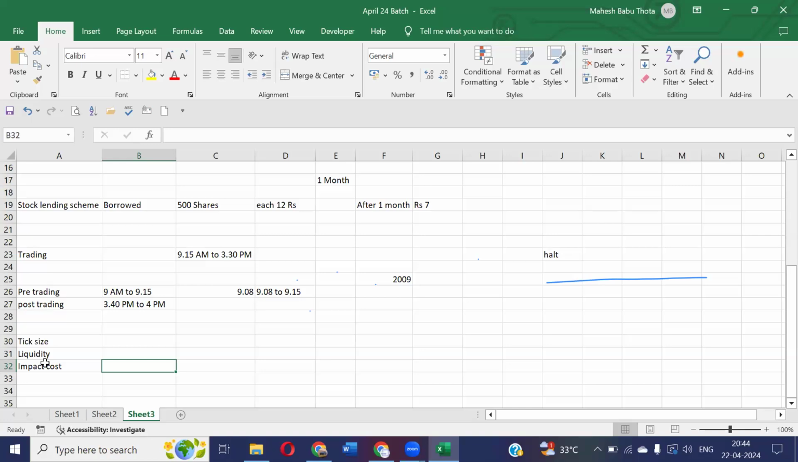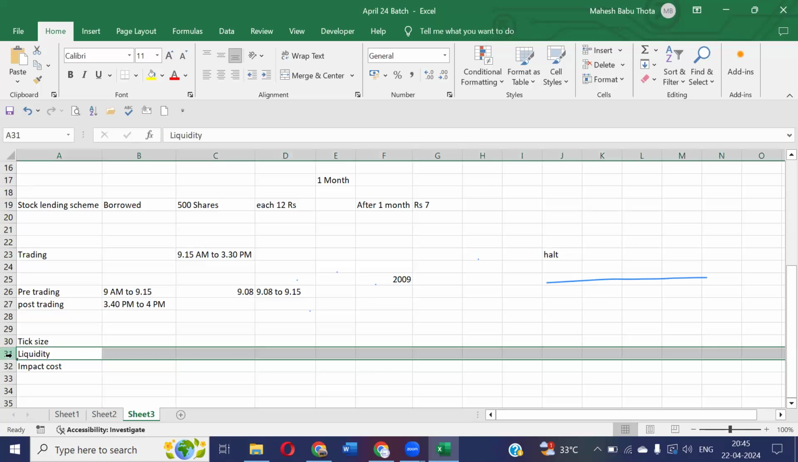You know why this happens? Impact cost is the cost of executing a transaction in the stock market. At a given point of time, there will be a cost of execution for every trade in securities. That is called impact cost. There is a formula to calculate it. If a lot of transactions are happening, liquidity is very high and the impact cost will be very low.